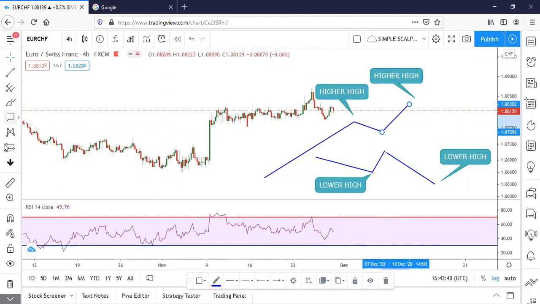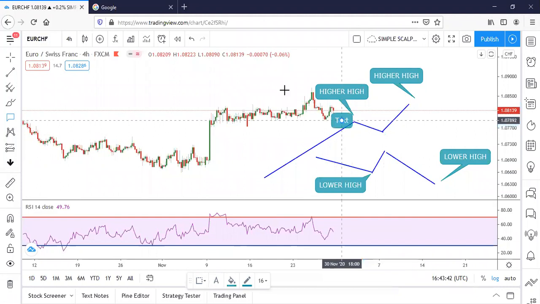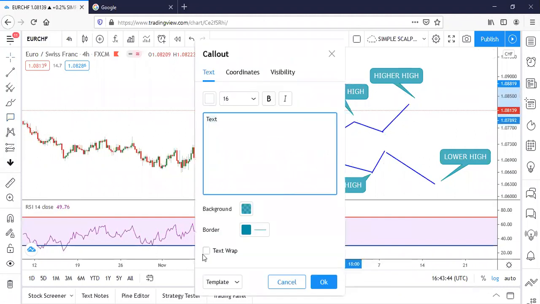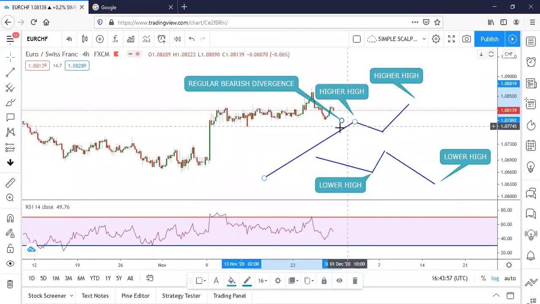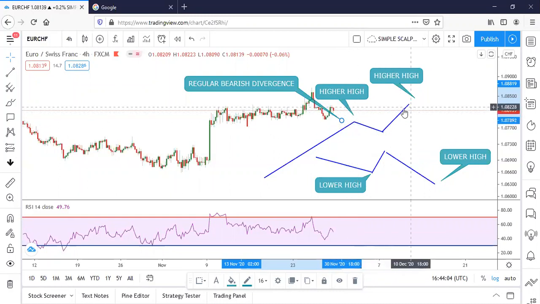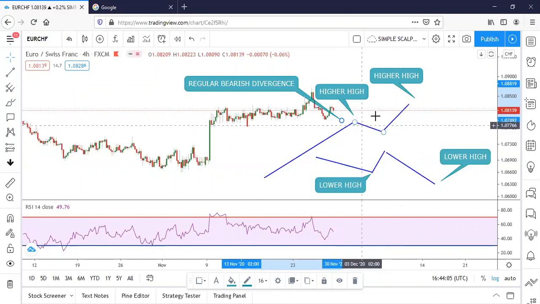Let me quickly write: regular bearish divergence. So the moment the price is approaching your resistance with this type of structure, then you want to start looking at it. What is price telling me? What is my indicator doing?